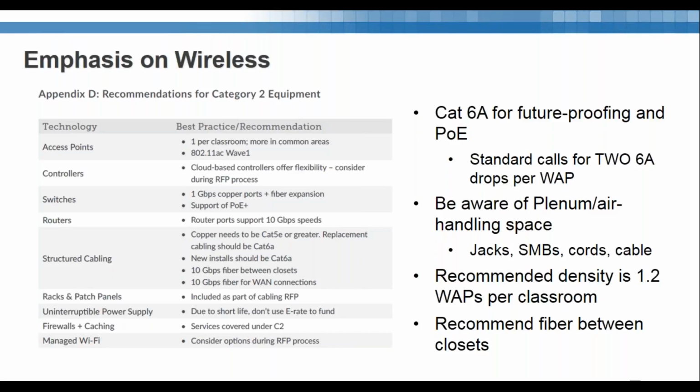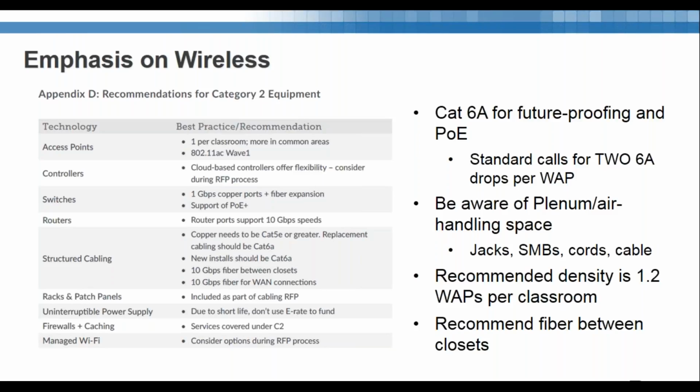Switches, 1 gigabit per second copper ports with fiber expansion and support of PoE+. That's really for the access points, right? A lot of the access points are now running off of PoE. Routers, they're recommending that the ports support 10 gig per second. For structured cabling, the recommendation is that copper needs to be Cat5e or greater, which is kind of a given, I would say, and Panduit recommends Category 6A for wireless, and I'll go into a little bit more detail on that in a bit. And I do say that new installation should be Cat 6A. 10 gig fiber between closets, 10 gig fiber for wide area network connections.